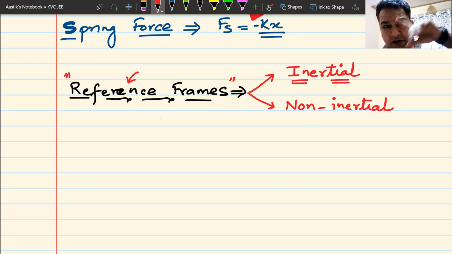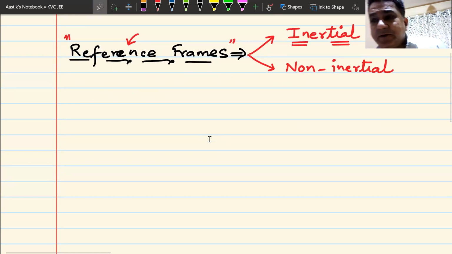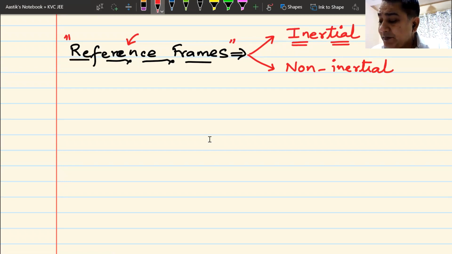Now, in most of the cases, whether the motion was with respect to Earth or with respect to other body, 99.9% of the cases, the reference frame was inertial. Now, what is the inertial reference frame? The definition of an inertial reference frame is very difficult to understand or to state, but I will try to state it in the least possible complicated manner. Inertial reference frame.